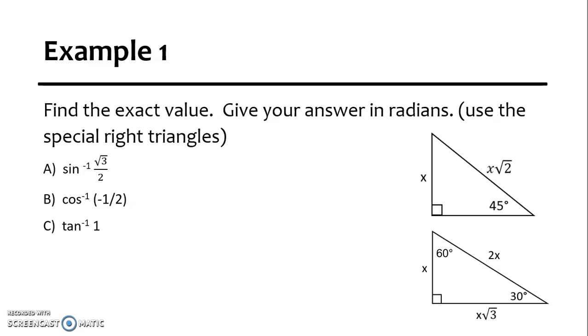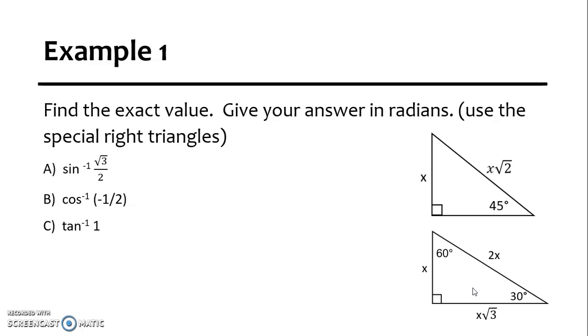So notice in part A, it says sine inverse of the square root of 3 over 2. Now, what I'm going to do is I'm going to look at my right triangles and I'm going to decide which triangle I should look at using the numbers in that fraction. They have a square root of 3 and a 2. So that's going to be my 30, 60, 90 triangle.